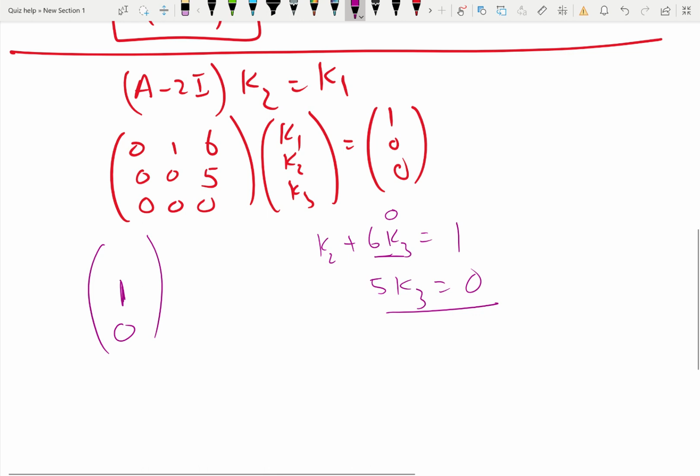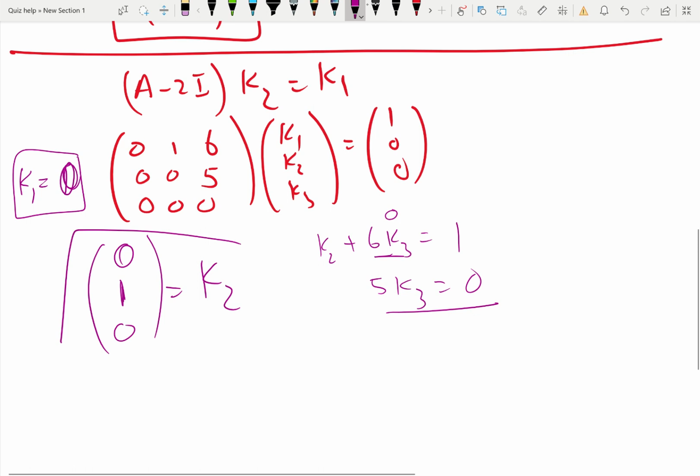Now what can we choose for K1 here? K1 is free, so we still don't know what K1 is. Let's choose K1 to be, how about 1? Or how about 0? Okay, let's choose K1 to be 0. So capital K2 is this vector: 0, 1, 0. So this is a generalized eigenvector now.